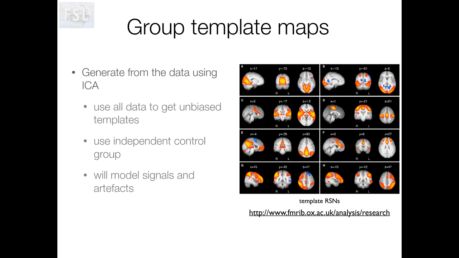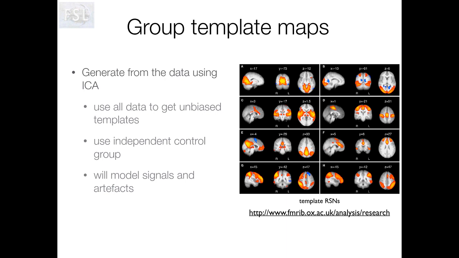Another option is to use a completely different set of subjects. You could perform group ICA on an independent set of subjects, and this has the advantage that it's much less likely to introduce a bias towards one of your groups in your own data set. One of the downsides of this approach is that it's unlikely that it will model some of the other types of artifacts which will be present in your own data.